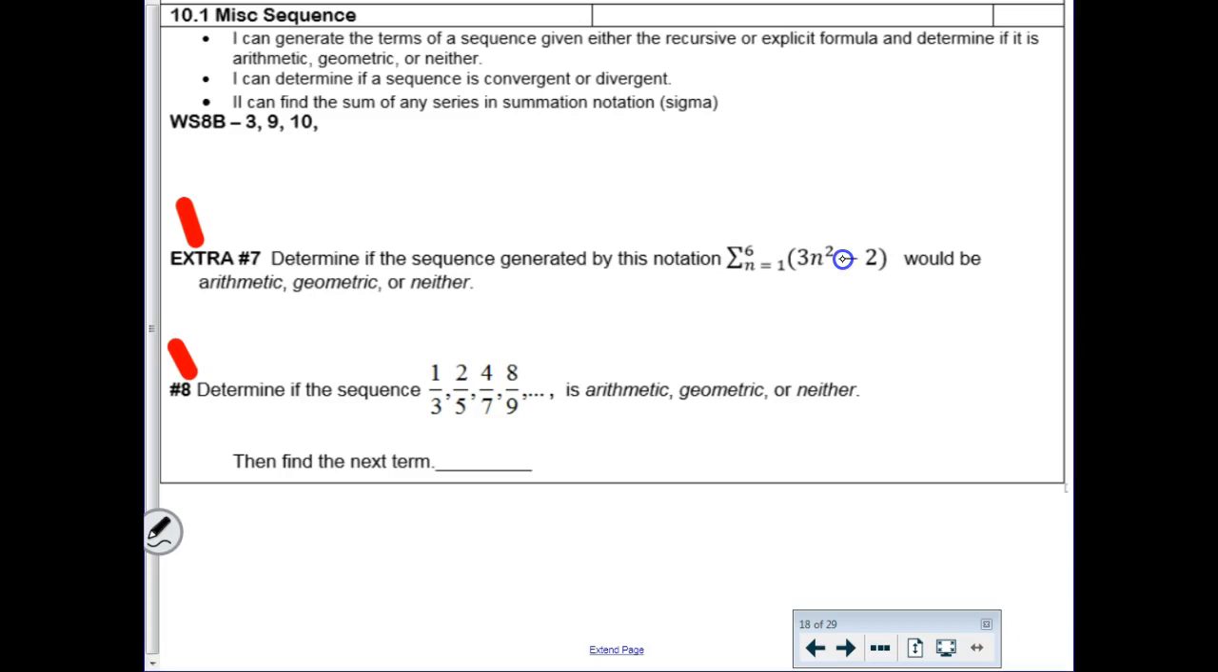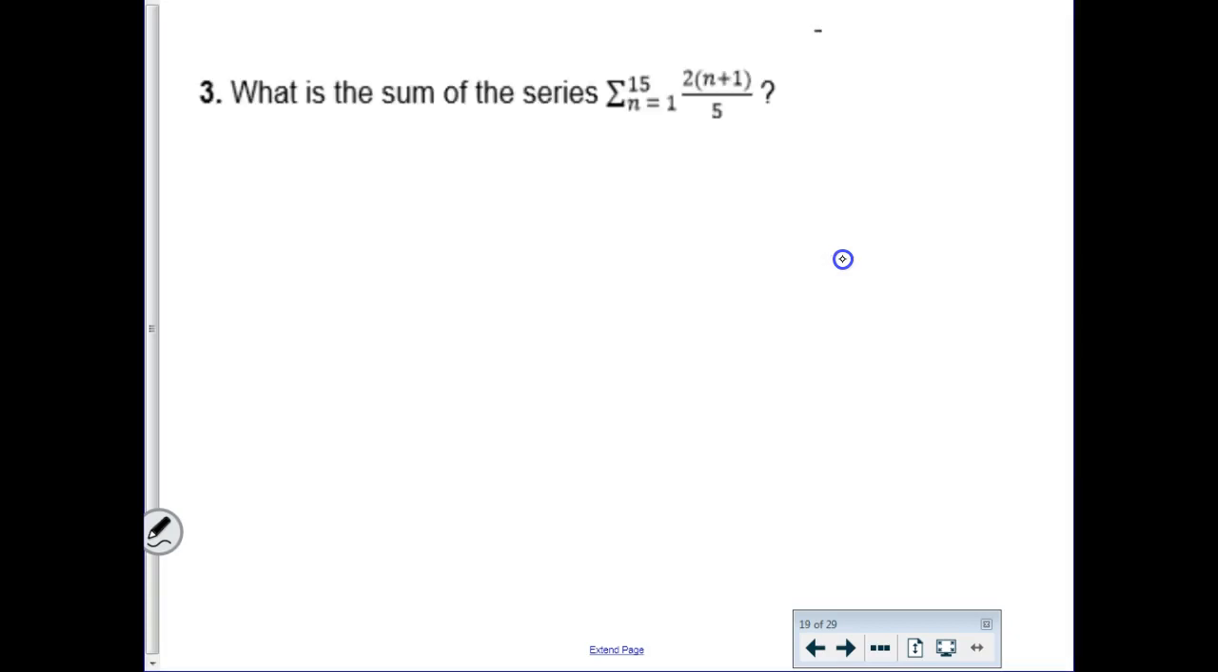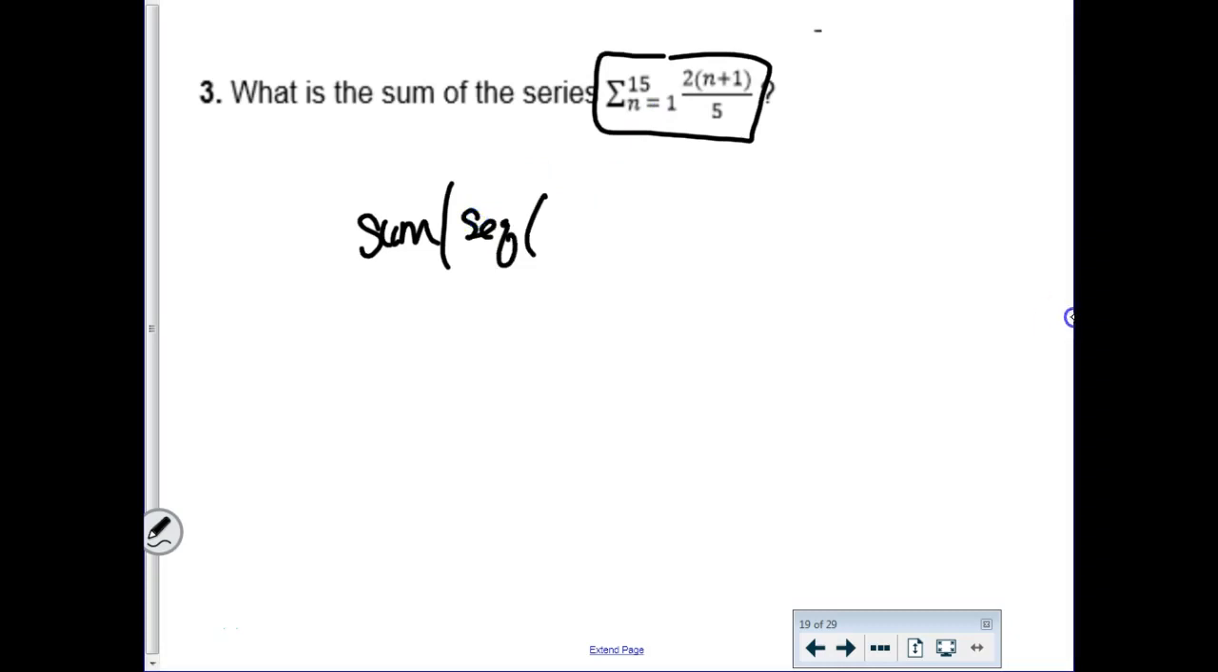If you look back at Worksheet 8, let's look at number 3. I want you to sum this series. So take a wild guess how I'm going to do this. That's right, children, sum of the sequence. I love doing sigma notation ones on sum of the sequence because as long as it's not recursive, they already gave me the formula, so I'm ready to go. Sum, sequence, and then type in your formula. Be careful how you're typing this, though.